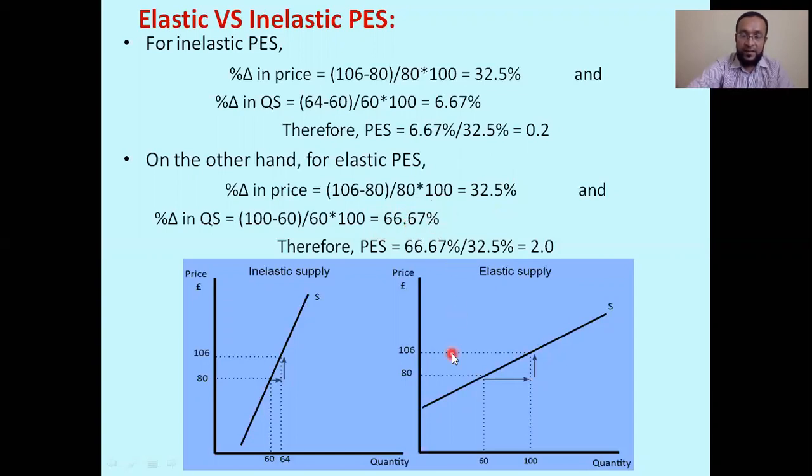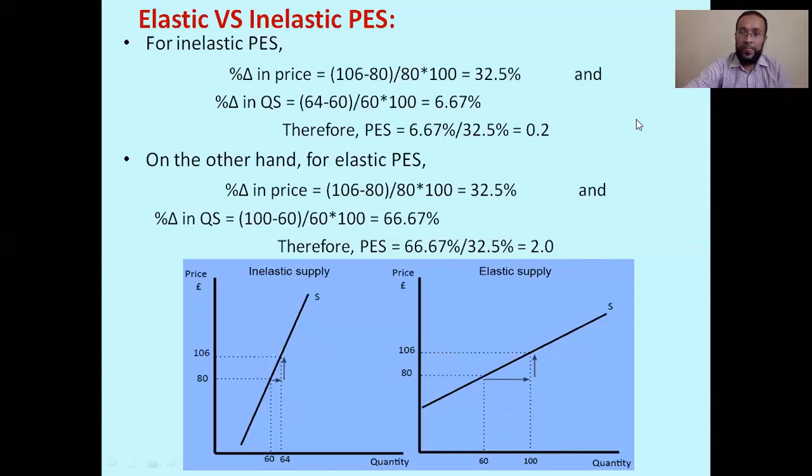So in this case, in response to a 32.5% increase in price, quantity supplied increases by 66.67%. It is clear that here percentage change in price is less than percentage change in quantity supplied. Therefore, the value of elasticity is 2, which is greater than 1. All right. So this is the elastic supply curve. The elastic supply curve starts from the vertical axis, percentage change in price is less than percentage change in quantity supplied, and the value of elasticity is greater than 1. So this is the comparison between elastic and inelastic supply.